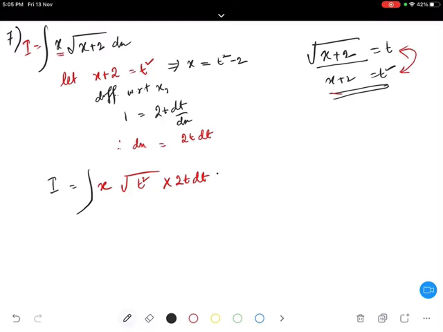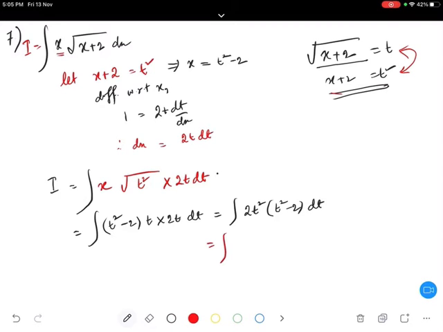So let's write that thing in here. I is equal to integration of t square minus 2, and this square root of t square becomes t, into 2t dt. So equal to what? This becomes 2t square into t square minus 2 dt. Let's multiply and separate. So we have 2t square into t square, it becomes 2t to the power 4 dt, minus 2t square into 2, 4t square dt.